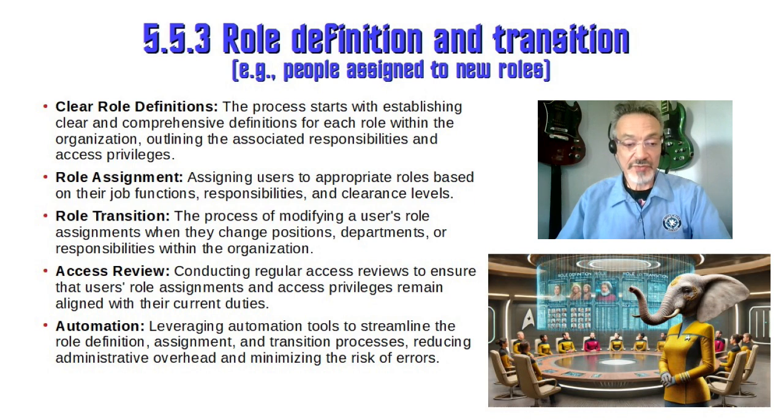Regular access reviews. These are essential to ensure that everyone's access remains aligned with their current role, especially after transitions. Automation. Automating these processes can save time and reduce errors. Tools that automatically adjust permissions when roles change can be incredibly helpful in managing the life cycle securely and efficiently.